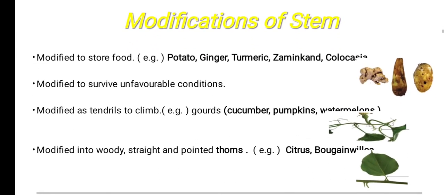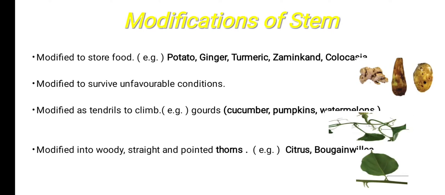Then, we see modifications of stem. There are so many modifications of stem that we come across in our day-to-day life. Why do stems modify themselves? For various purposes. The first one is, they are modified to store food. Example, potato, the underground stem; ginger, in its rhizome, food is stored; turmeric, jamaican, and colocasia. In these plants, food is stored in their stems.